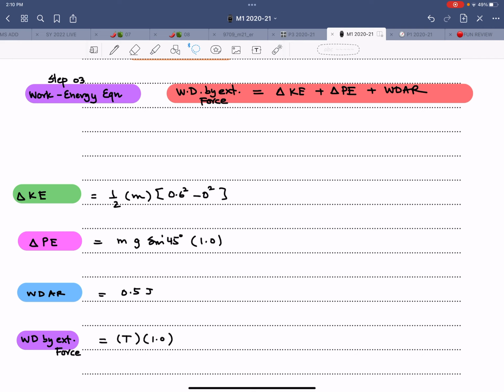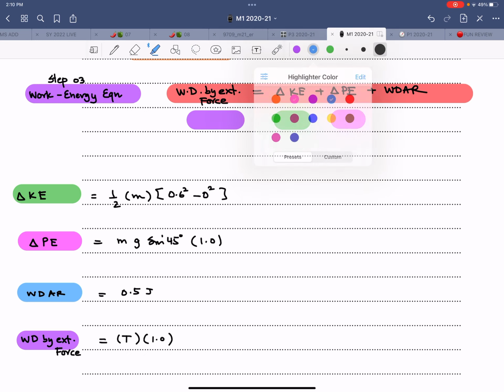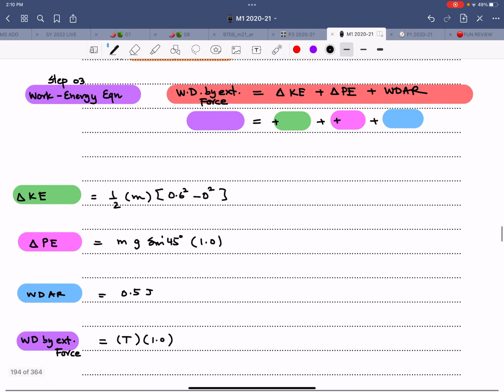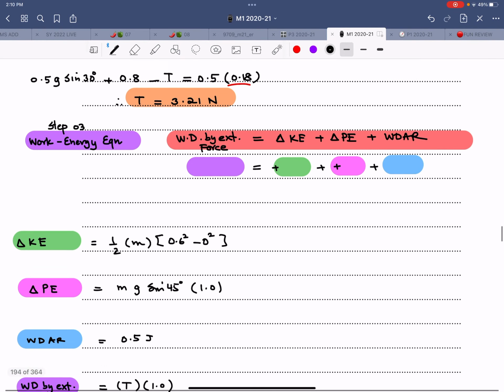And work done by external force, look at the working. This you have a change in kinetic, that is the green one. Change in potential, that is the pink one. Work done against resistance, that is the blue one. So this is all done, everything is in place. We have this thing, this equals to this plus this plus this. Change in kinetic is also positive because the speed increases, and change in potential is also positive because it's rising up. So you take care of everything, you add it all up, and then you would solve and you will find the value of m. So that is the working for this part.